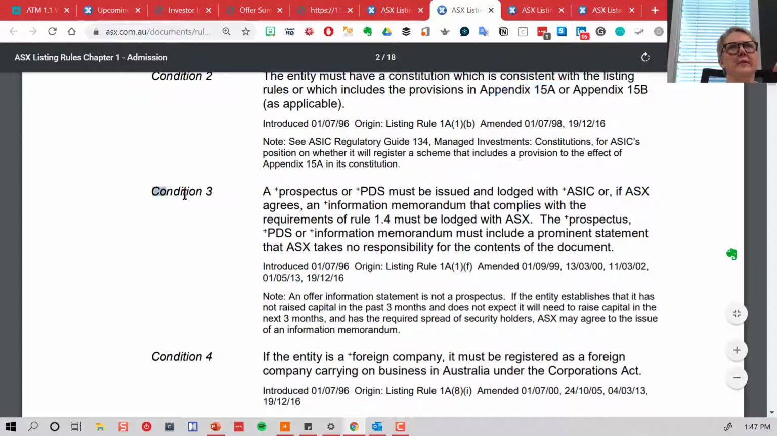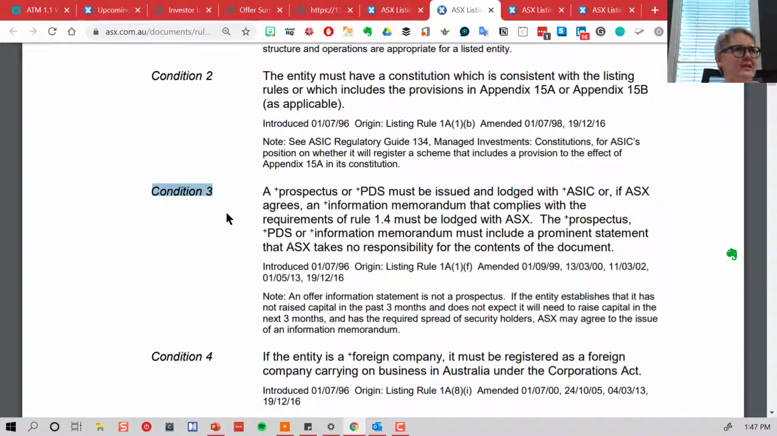Condition 3, you need to issue a prospectus. Okay, so we already know we need to issue a prospectus if we're going to make an offer to the public. So this is just a different obligation, but it's the same prospectus, right? We don't need to issue two prospectuses, two prospecti. I have no idea what the plural of prospectus is. Collective noun is a confusion of prospectuses, no doubt.